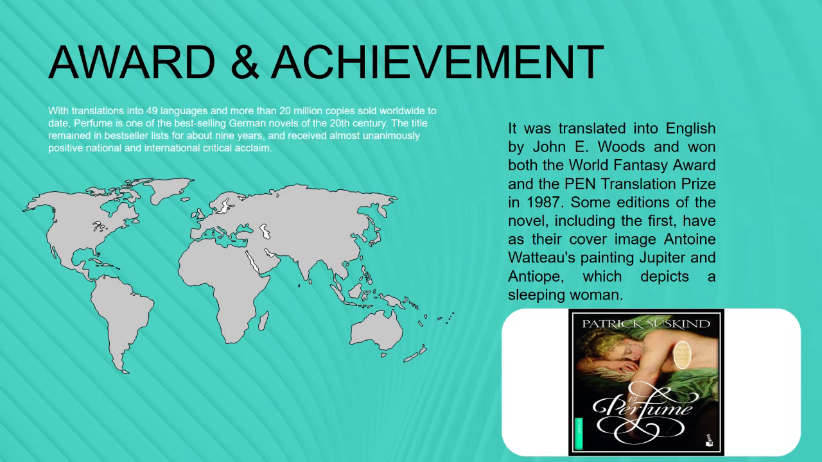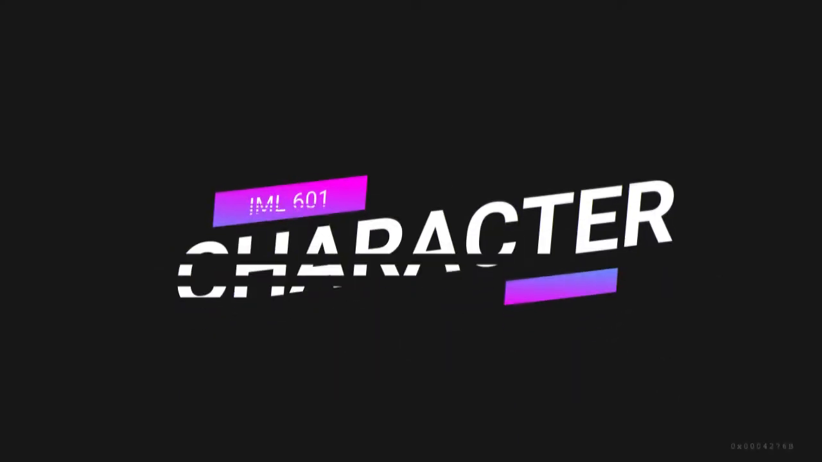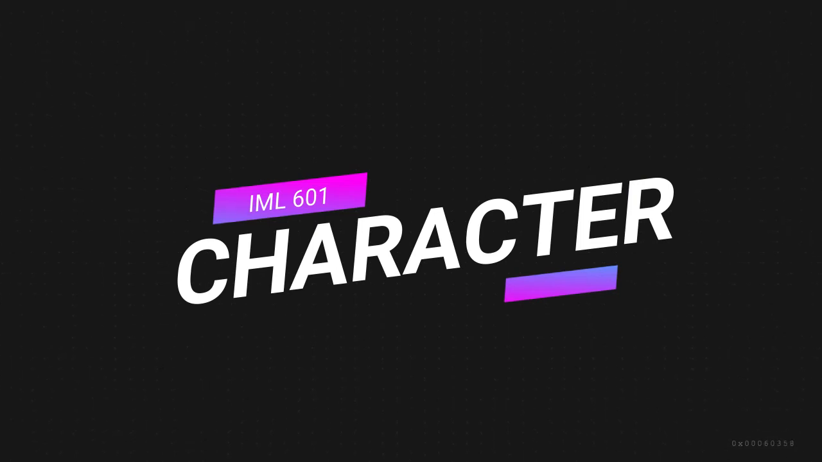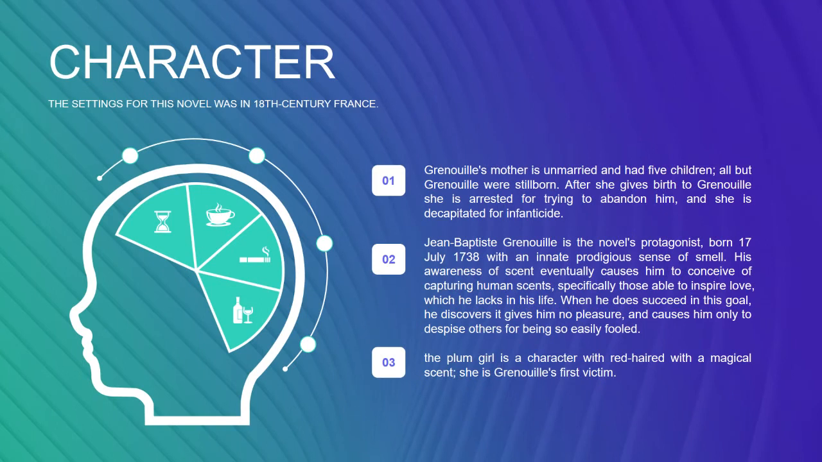Some editions of the novel, including the first, have as their cover image Antoine Watteau's painting Jupiter and Antiope, which depicts a sleeping woman. The setting for this novel is 18th century France.